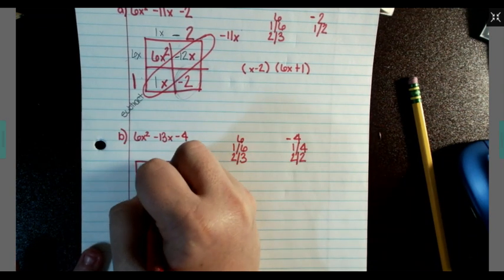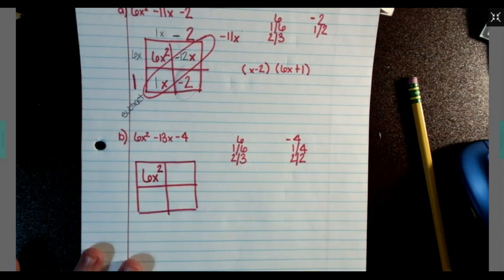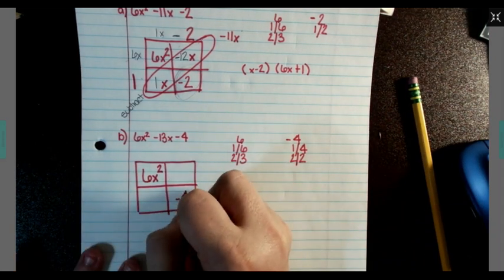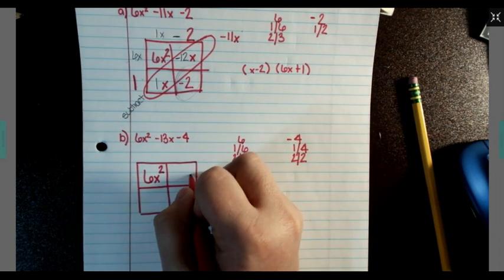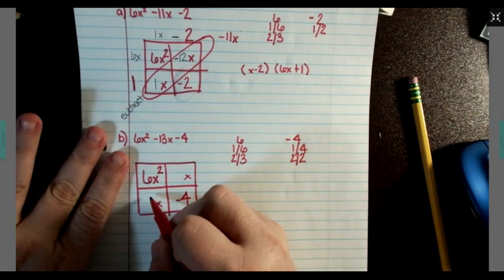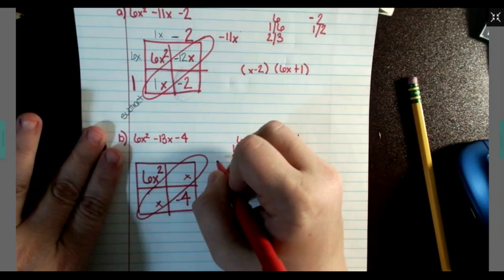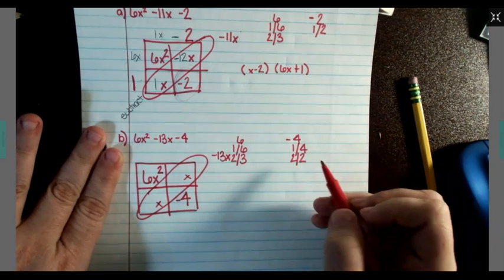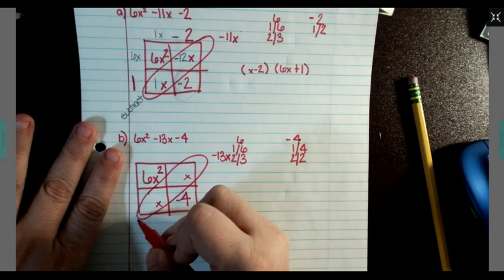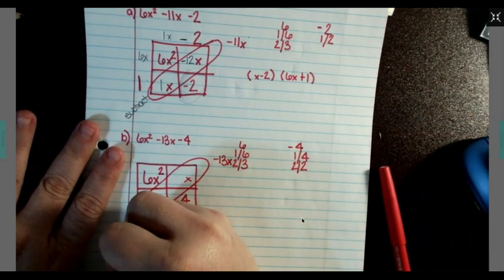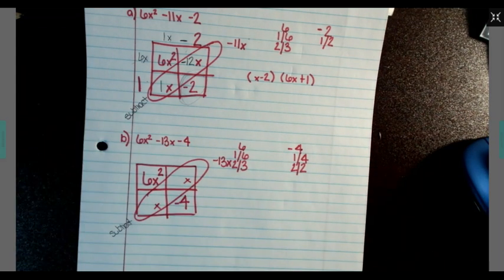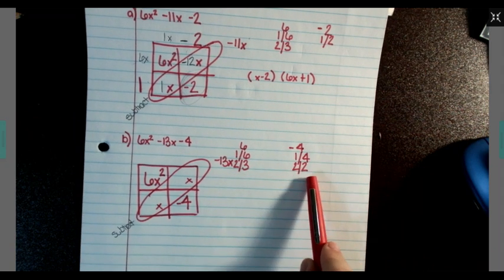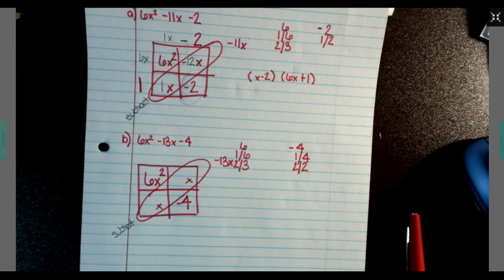We're going to have 6x squared here in the top left. In the bottom right, we have our last term, which is negative 4. Okay, I know that I'm going to have an x and an x. And on this diagonal, we're looking for a negative 13x. I also know that because this is negative, these are going to be opposite signs. So this will be a subtraction. Notice I am not setting anything else in pen at this moment because I have 2 options here and 2 options here. So both of those can be interchangeable.